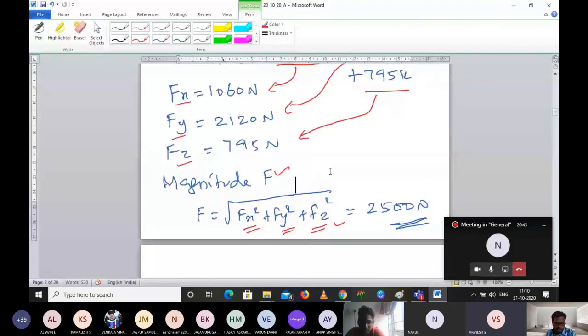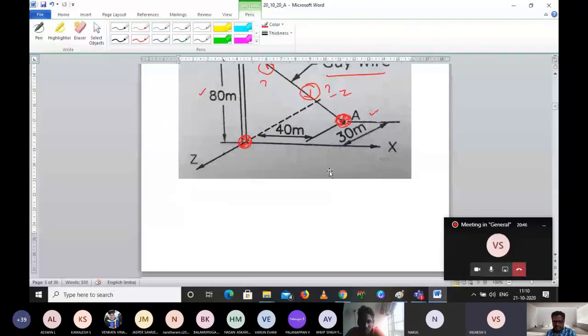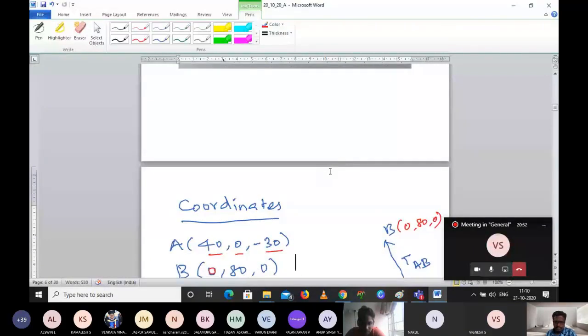Sir, in the coordinate A, 30 is in the Z axis, right, sir? Exactly. The 30 is along the Z axis. Very good. See here, the coordinates now I am saying. So A is 40.